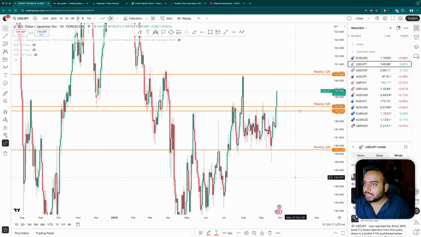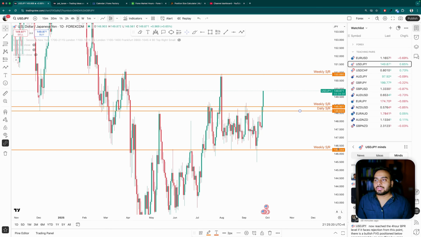So we have a daily support resistance. Now let's look at this pair in this way. While going up, whenever the price has moved from up here, from around this area, below this area, the price moved up. What has price action done in the past?